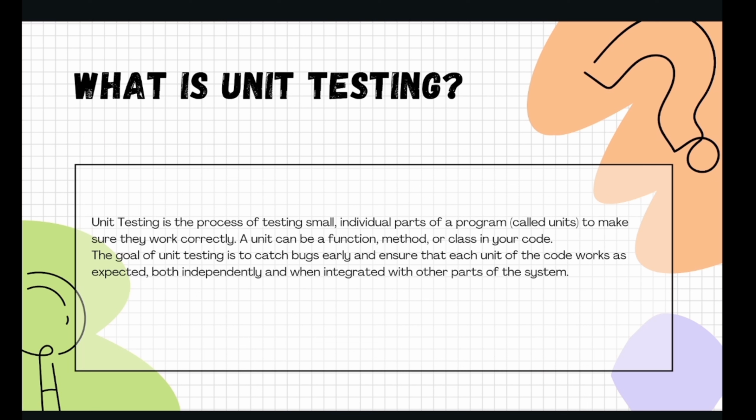Unit testing is a process of testing a small individual part of the program, called a unit, to make sure it works correctly. A unit can be a function, method, or class in your code. The goal of unit testing is to catch bugs early and ensure that each unit works as expected, both independently and when integrated with the other parts of the system.